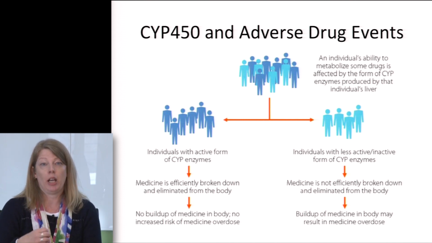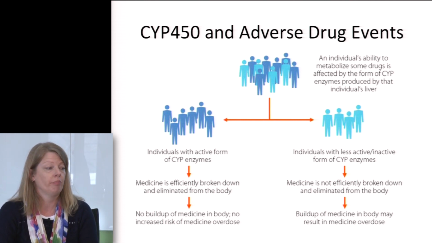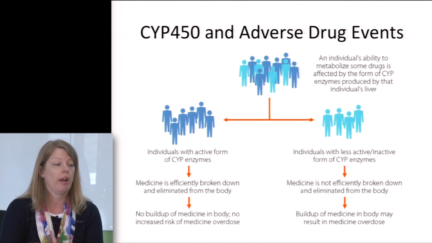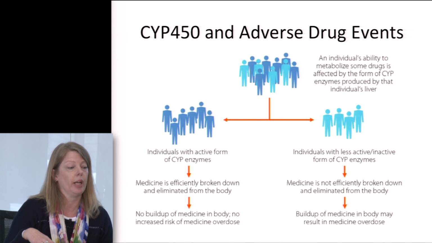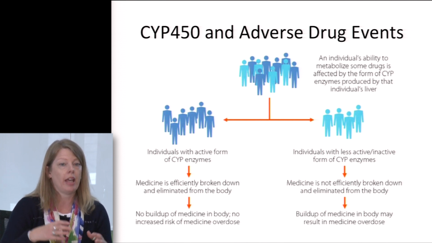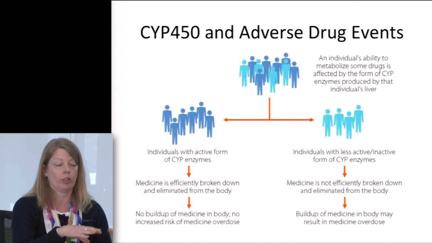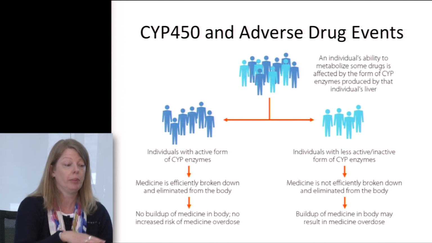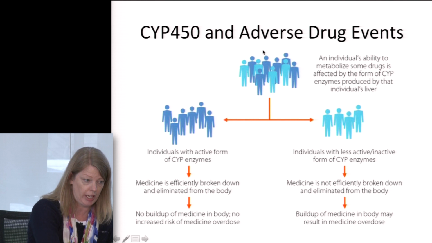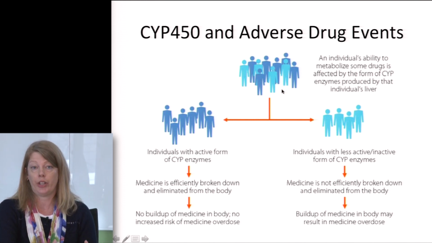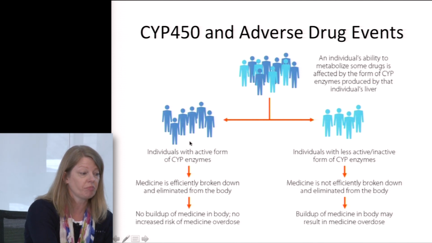So most of the time people think about elimination of the drug as an activity of CYP450. This is a diagram to show you how an individual's variation in cytochrome P450 can affect their ability to metabolize drugs. We have a bunch of people here, some are light blue, some are dark blue. That indicates the variation of the gene.